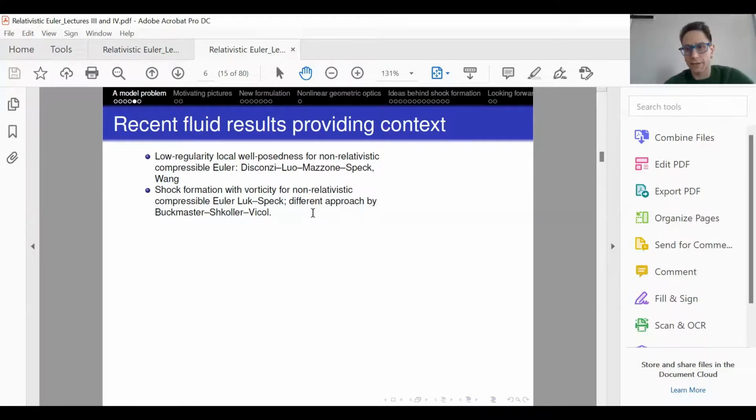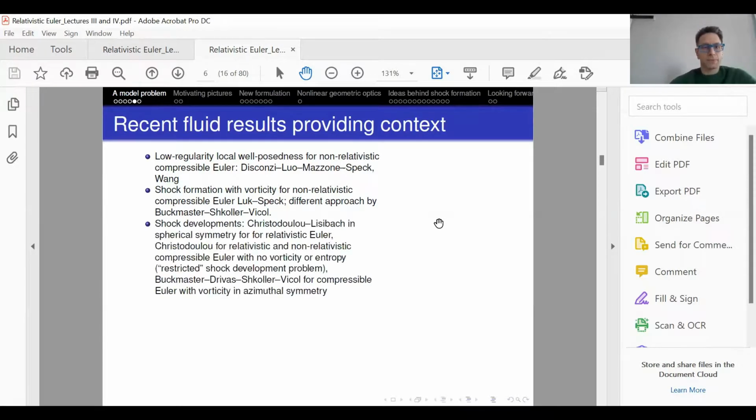And they actually use very different techniques coming from modulation theory, looking for self-similar solutions, and so on and so forth. This is a great result that they gave. I am, however, interested in results that give you the structure of the maximal development. And the only approach that is bearing fruit so far for that problem is the approach that's based on eikonal functions, so nonlinear geometric optics.